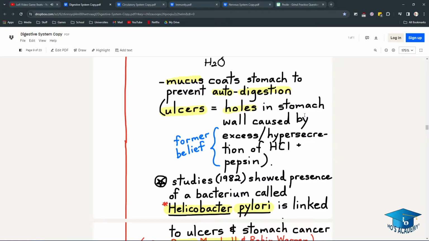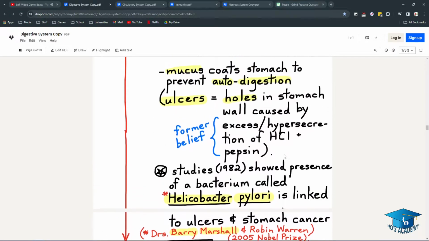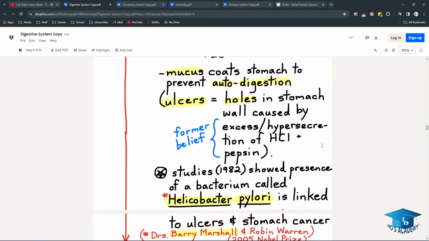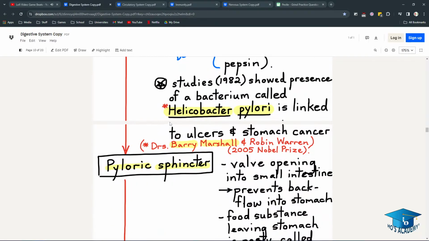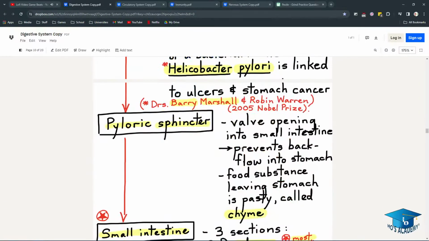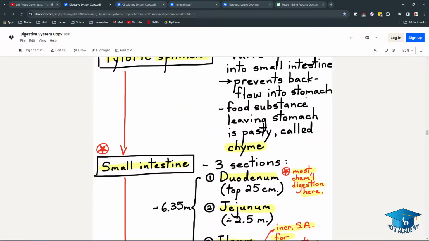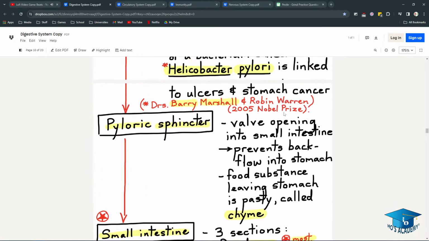Ulcers are holes in the stomach wall that are actually caused by H. pylori in a study in 1982 by Barry Marshall. And the previous belief was that it was excess hydrochloric acid and pepsin enzyme that would cause these ulcers, but in fact it was actually this bacteria, and this brave doctor actually drank some of the bacteria to find this out. So this valve opening at the end, the pyloric sphincter, prevents the backflow of chyme back into your stomach.